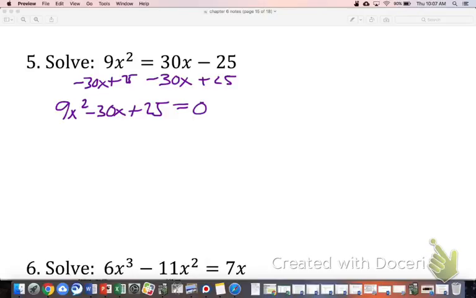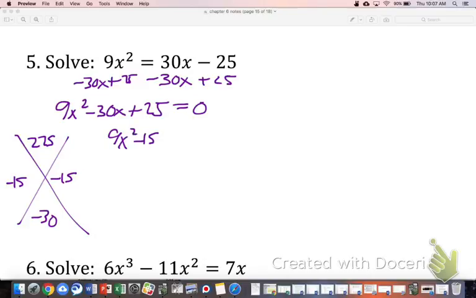Okay? So keep working on it. So on this one, the X was tough, wasn't it? The X was kind of tough. Your AC is 225. Your B is negative 30. Cole, did you get this one? You were like wrestling with this. Isn't it negative 15 and negative 15? Yes. Okay, so negative 15 and negative 15 for your two numbers that work. And so then we split the B. We write 9x squared minus 15x minus 15x plus 25 is equal to 0.